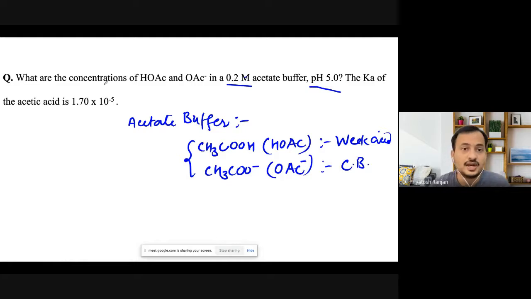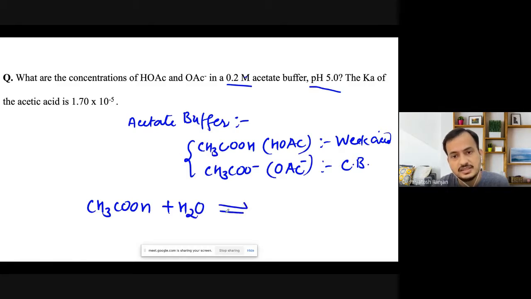I need to find out the concentrations of these two components at a pH of 5. We all know that acetic acid is a weak acid. In water, it's going to ionize slowly to form acetate, and the released proton will combine with water to form hydronium ion.